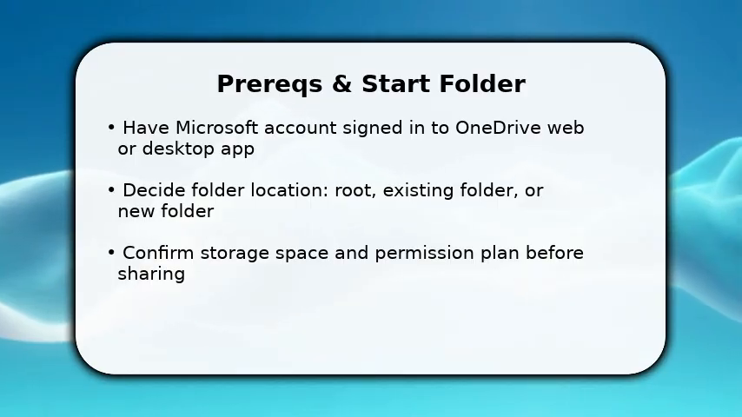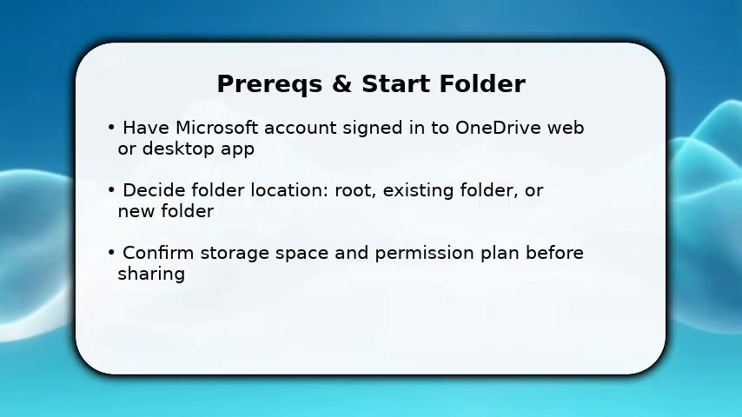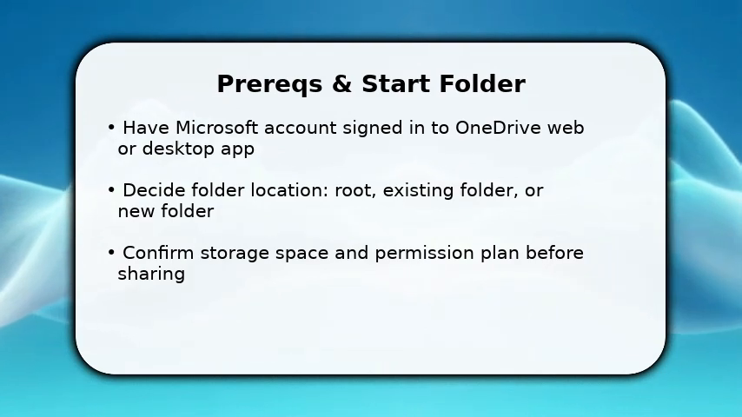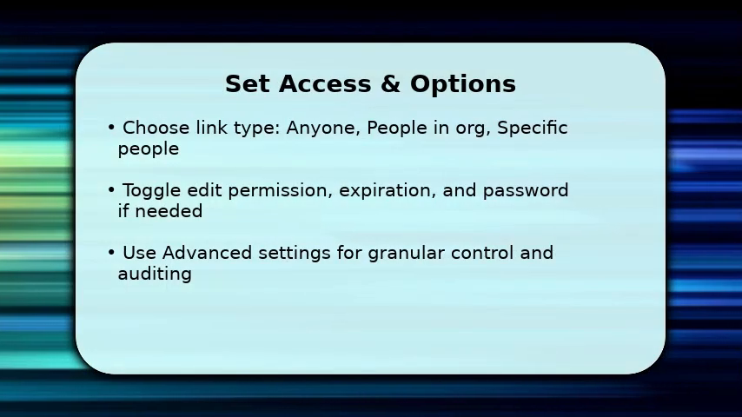Next, right-click the folder and choose Share. This is your first actionable step to set access. Make sure to choose Edit versus View, depending on collaborator needs. Now you'll configure link and permission options so collaborators can work as intended.